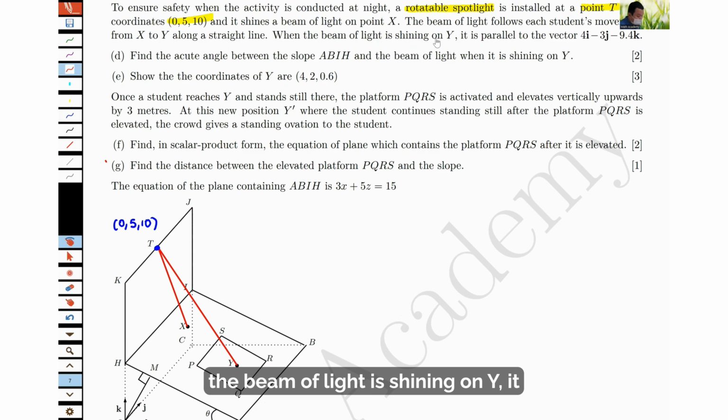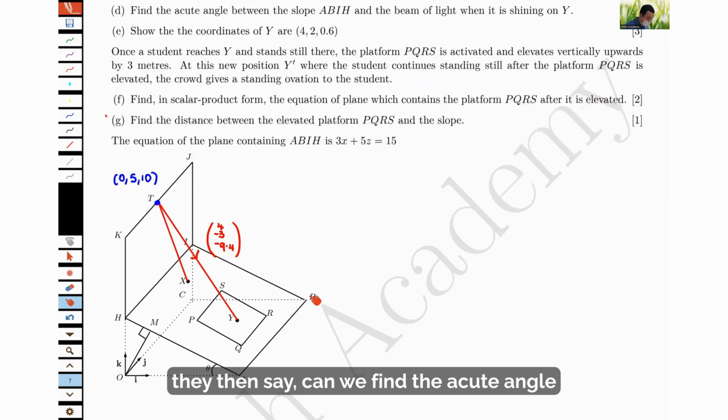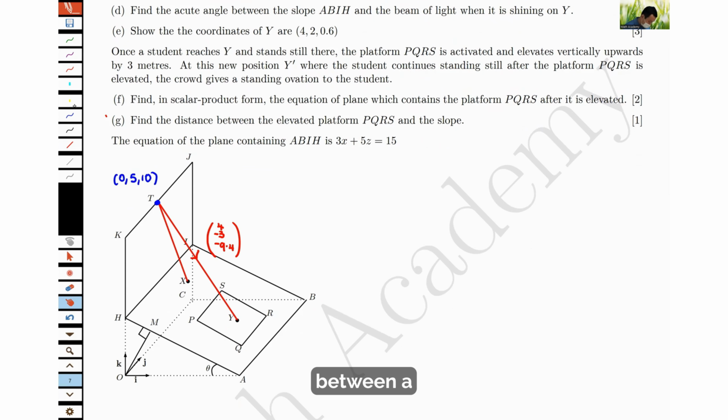When the beam of light is shining on Y, it is parallel to this vector. Basically, they are telling you the direction vector of your line. It's 4, -3, -9.4. Direction of TY will be 4, -3, -9.4. So they then ask, can we find the acute angle between a slope and the beam of light shining onto Y?